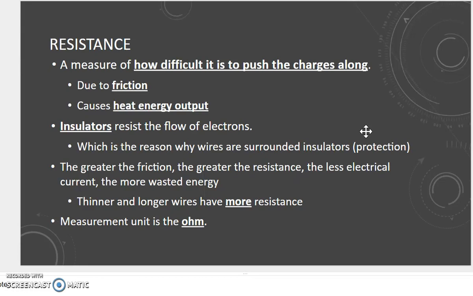Insulators help protect us because they resist the flow, which is one reason why they surround most electrical circuits or our wiring. Remember that the greater the resistance, the less electrical current, so fewer electrons flowing past a point at any given second. And this means that there is wasted energy, what we called earlier in the year dissipated energy. Both thinner and longer wires have more resistance to electron flow. Lastly, when you are measuring resistance, we measure in the unit of ohms. All right, I hope this was a helpful foundation.